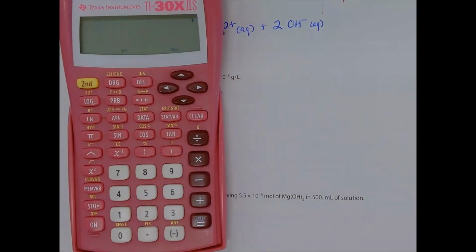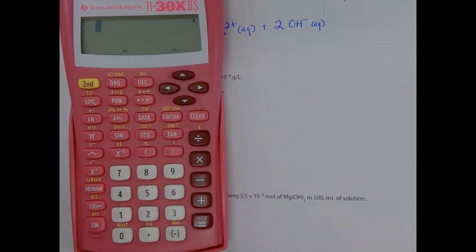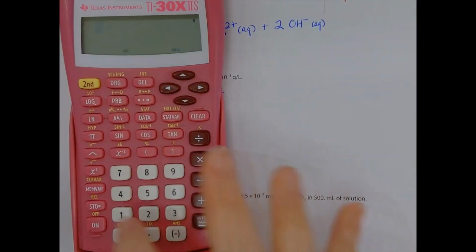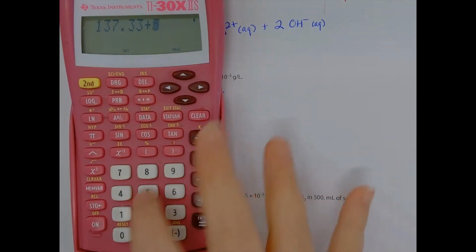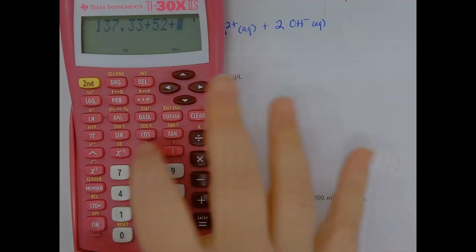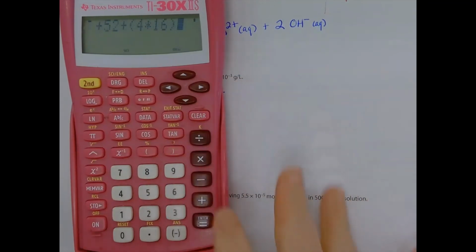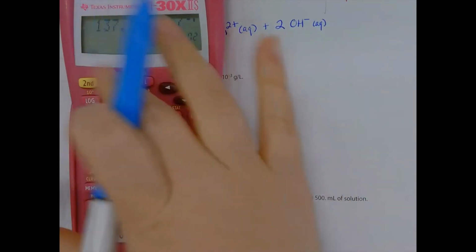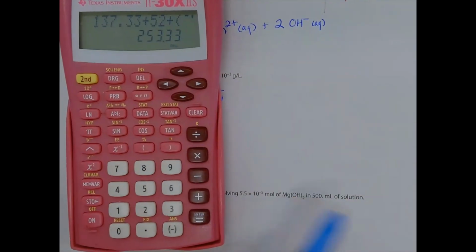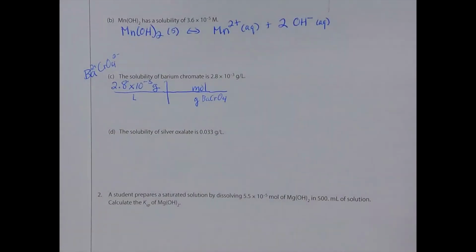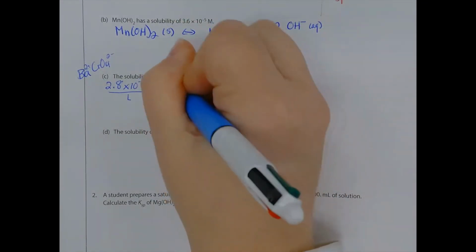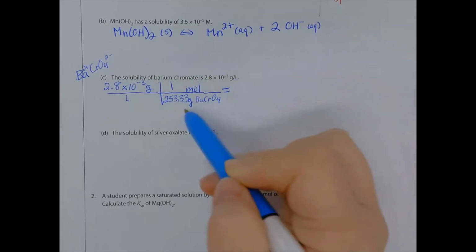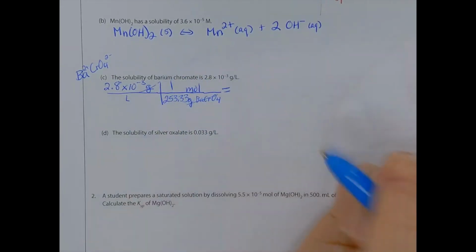Fun. Okay. Grab a periodic table. So our mass of barium, 137.33. Chromium is 52. And then 4 oxygens, 4 times 16, gives us 253.33 grams per mole.